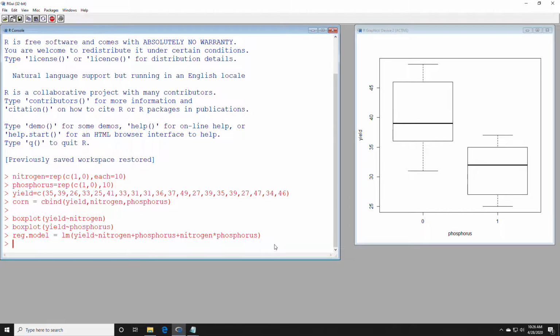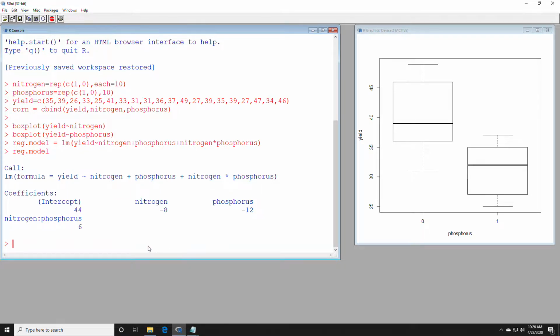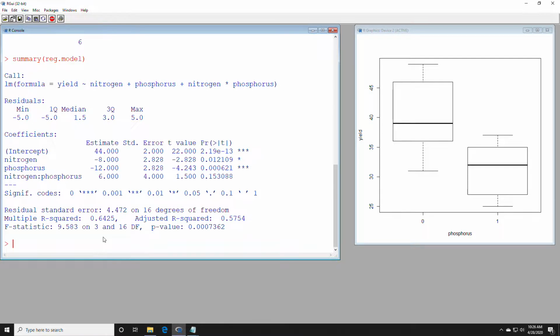I just want to look at this. Okay, so what do we have? We've got yield. Okay, so in this example, the variables that we have are crop yield, the nitrogen level in the soil, the phosphorus level in the soil. Okay, so those are our three variables, and here you can see where we are fitting an interaction term for nitrogen and phosphorus. Okay, summary reg.model, but let's just look here.